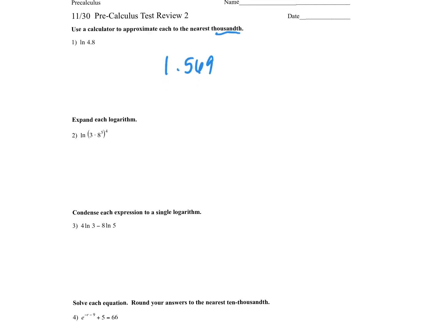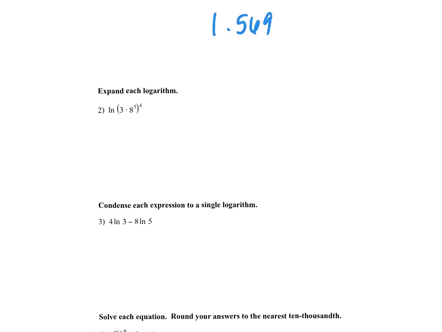In the second one, you give that 4 to everybody, so this would be ln of 3 to the 4th times 8 to the 20. And since it's times, you're expanding. Times goes to plus, so it would be 4 ln of 3 plus 20 ln of 8.